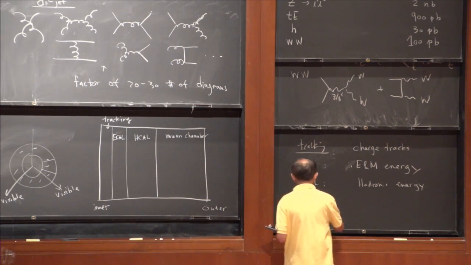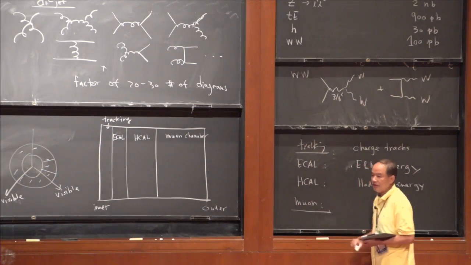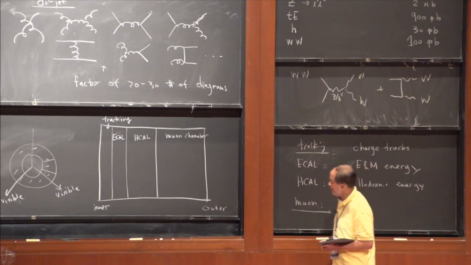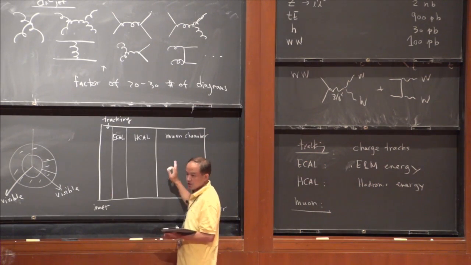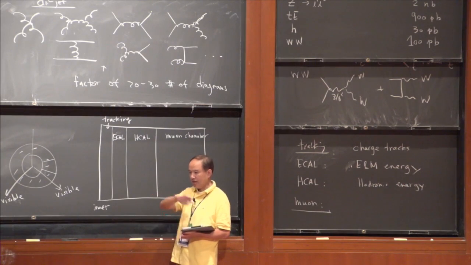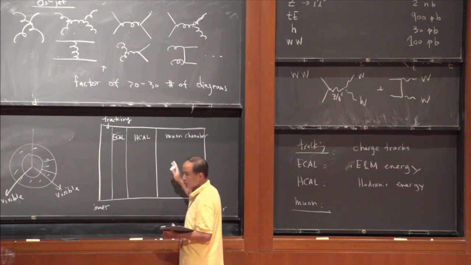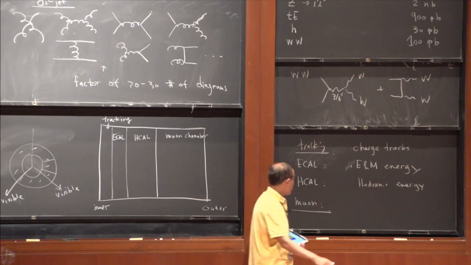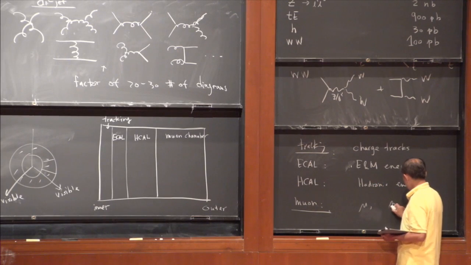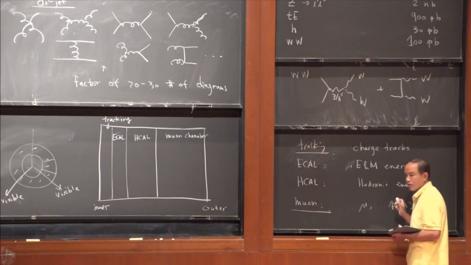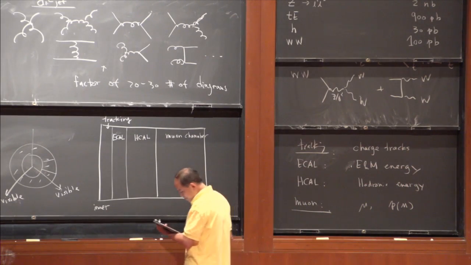And the muon, well, you know the meaning of this. So the muon system is on the outside. It's usually much bigger, because muons bend with a much larger curvature, and it tries to measure the momentum of the muon, basically. Okay, that's what this does.